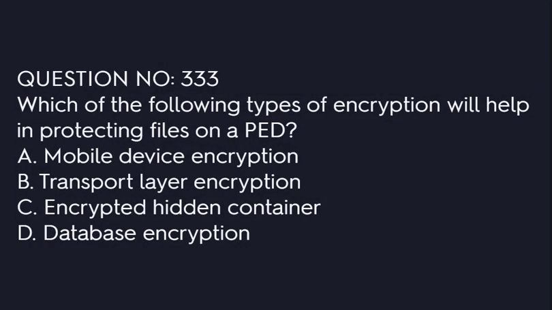Question no. 333. Which of the following types of encryption will help in protecting files on a PDA? A. Mobile device encryption. B. Transport layer encryption. C. Encrypted hidden container. D. Database encryption. A.